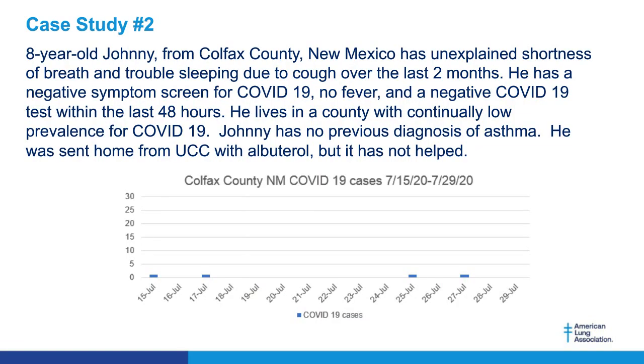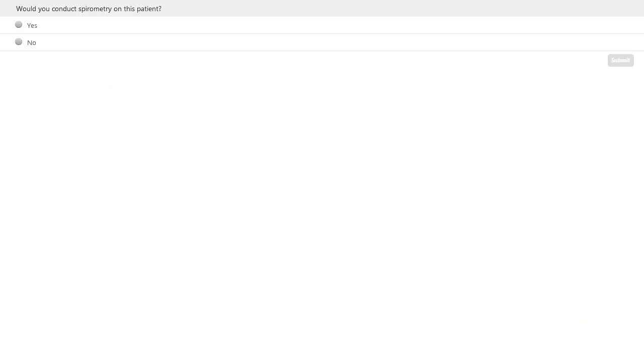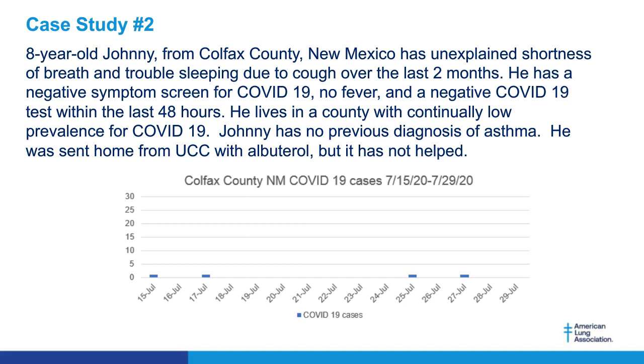Ed, I'll go ahead and read case study number 2 to you. I'll take control of the slides here. 8-year-old Johnny from Colfax County, New Mexico, has unexplained shortness of breath and trouble sleeping due to cough over the past 2 months. He has a negative symptom screen for COVID-19, no fever, and a negative COVID-19 test within the last 48 hours. He lives in a county with continually low prevalence for COVID-19. Johnny has no previous diagnosis of asthma.